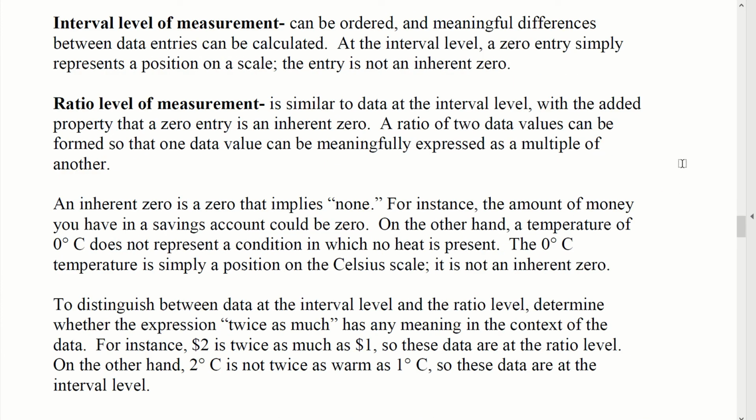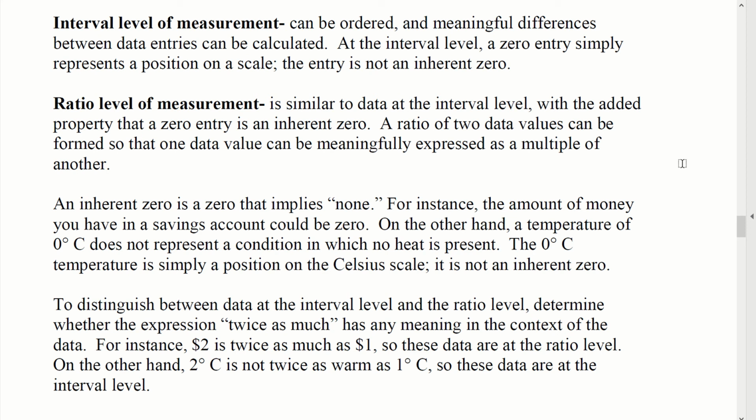The next step up is going to be interval and ratio level. These both share a lot of common characteristics, but there's going to be one fundamental difference between the two. At the interval level of measurement, things can be ordered, and the meaningful differences between data values do exist and can be calculated. But at the interval level, a 0 entry simply represents a position on a scale. The entry is not what we call an inherent 0.